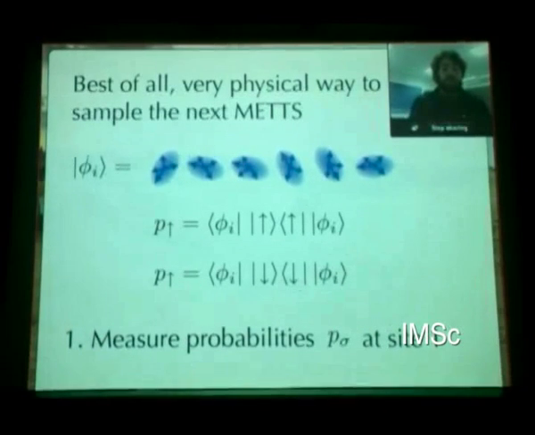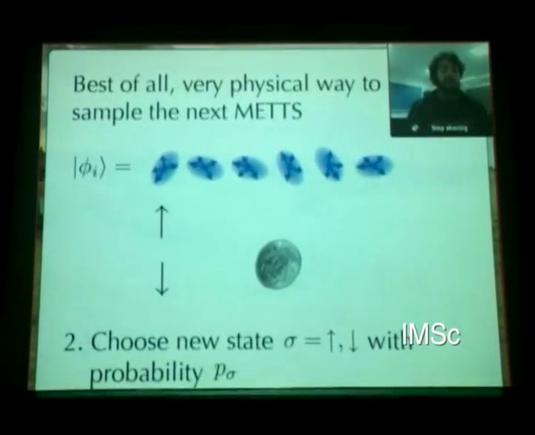One of them is the projector onto the spin up state, the outer product of the spin up state. The other is the projector onto the spin down state. Take the expectation value of these projectors on site 1, and those are probabilities that you can now use, and then the idea is you flip the coin. The weights come from those probabilities that you measure, and you choose randomly which state you're going to project into.